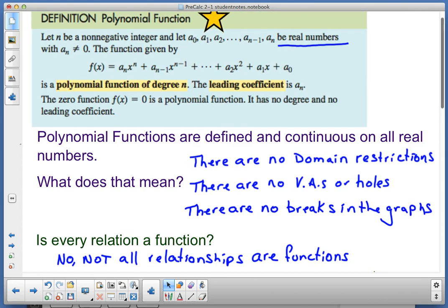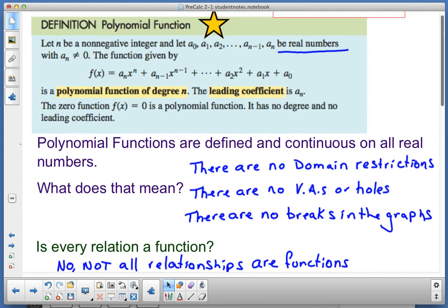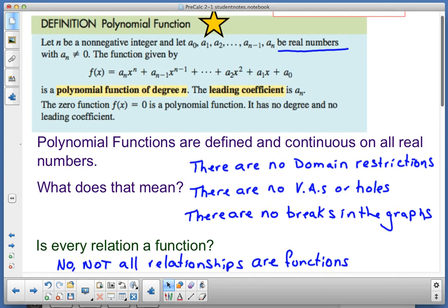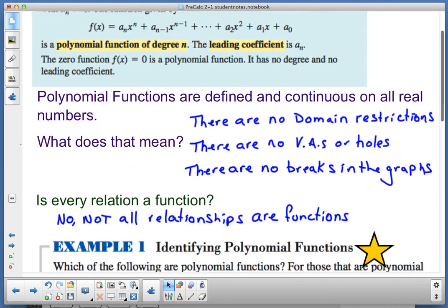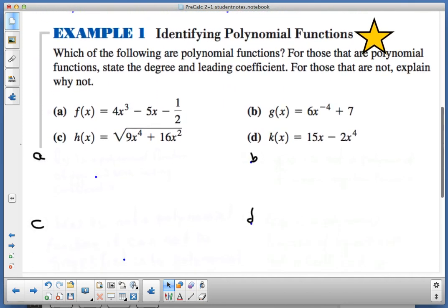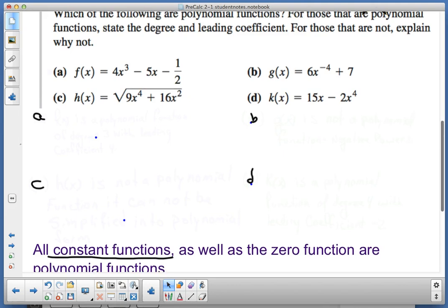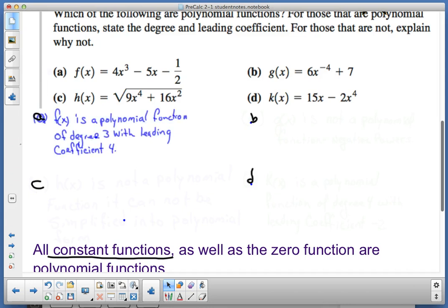It has positive powers and leading coefficients. I can write it as a polynomial function, a sub n x to the nth power, working down from greatest power to least power with my coefficients. Can I do that in A? Can I do it in B? Looking at A, it fits. f of x is a polynomial function of degree 3 with leading coefficient of 4.